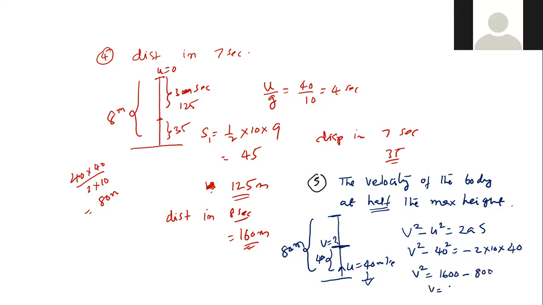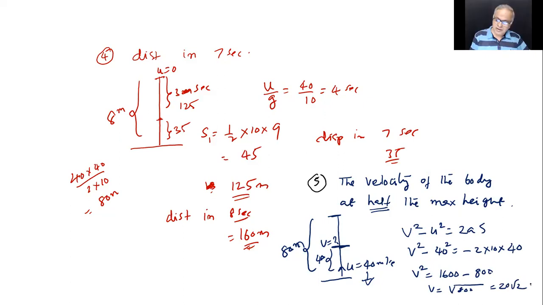So v is how much? Root of 800, which is 20 root 2 meters per second. But remember, I put the word velocity there. So you can say it is plus 20 root 2 or minus 20 root 2. Why? It will be there at half the maximum height 2 times. While going up, it will be there. While coming down also, it will be there at that height. Isn't it so? So you can say plus 20 root 2 while going up, minus 20 root 2 while coming down.